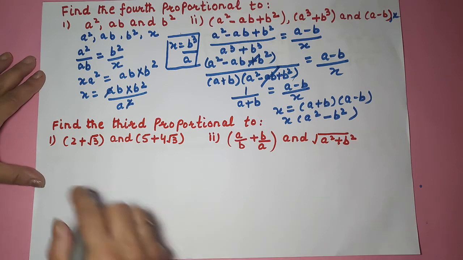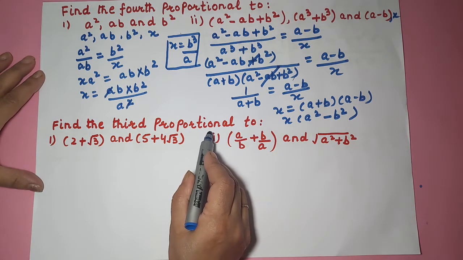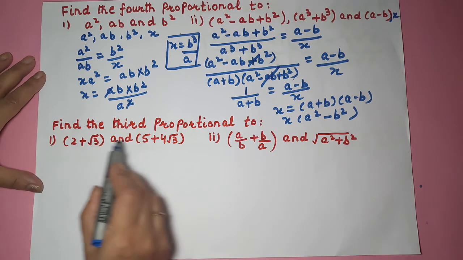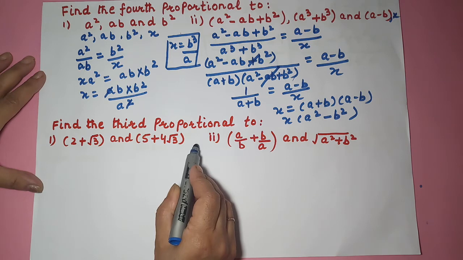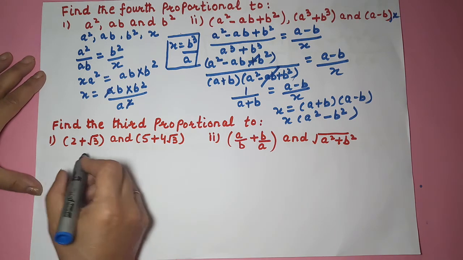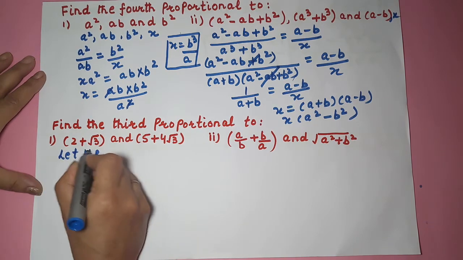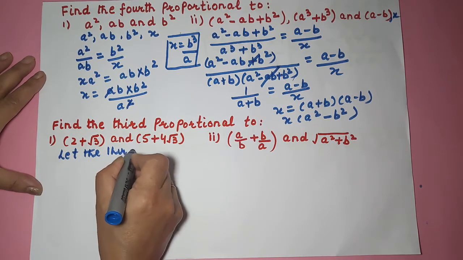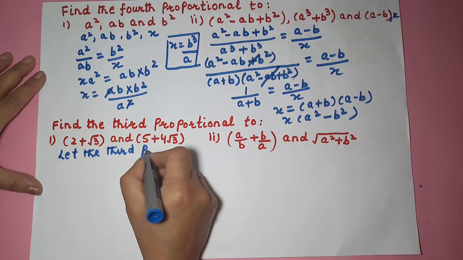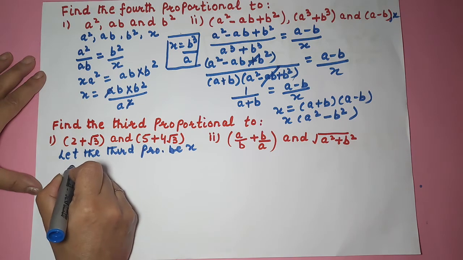Okay, let's go to this sum. Here we have to find the third proportional. Now when we find the third proportional, it means that all three of them will be in continued proportion, right? In continued proportion, so we will assume let the third proportional be x.